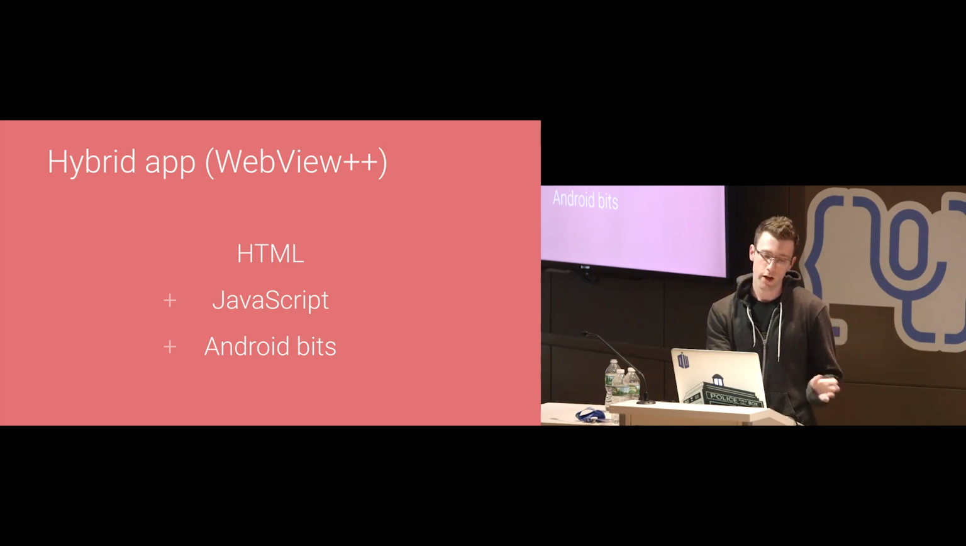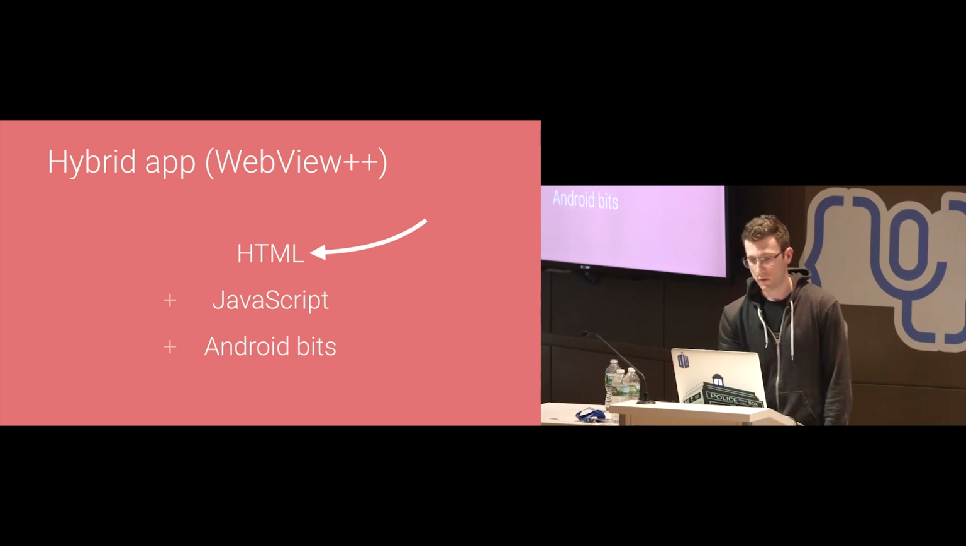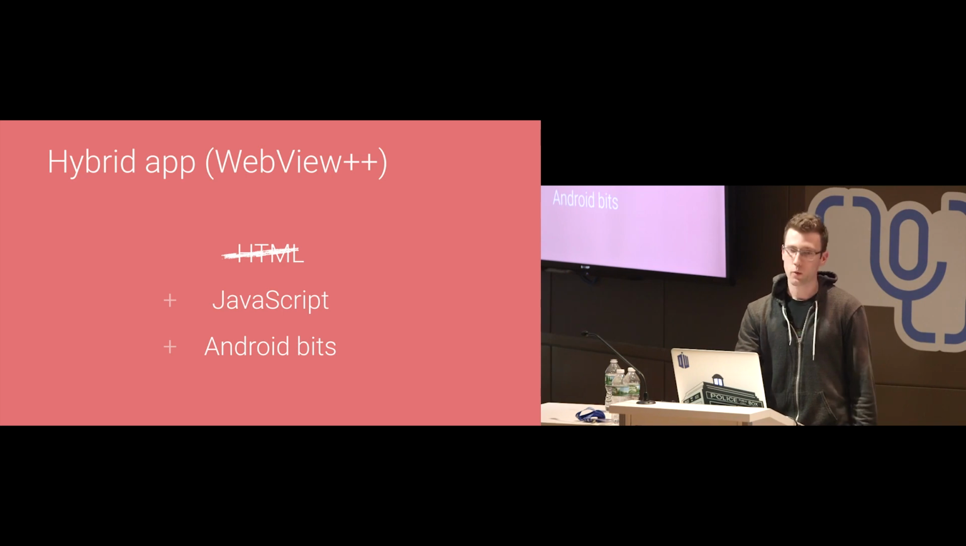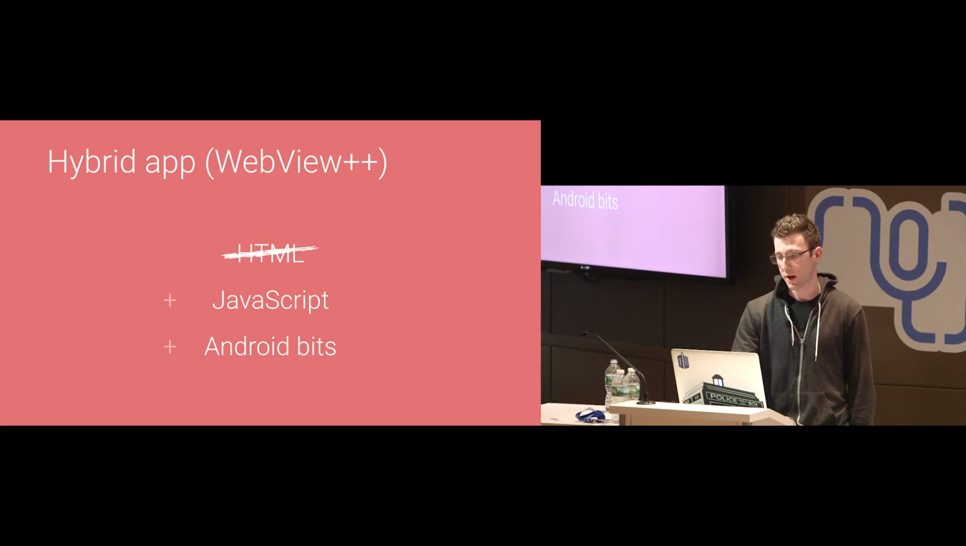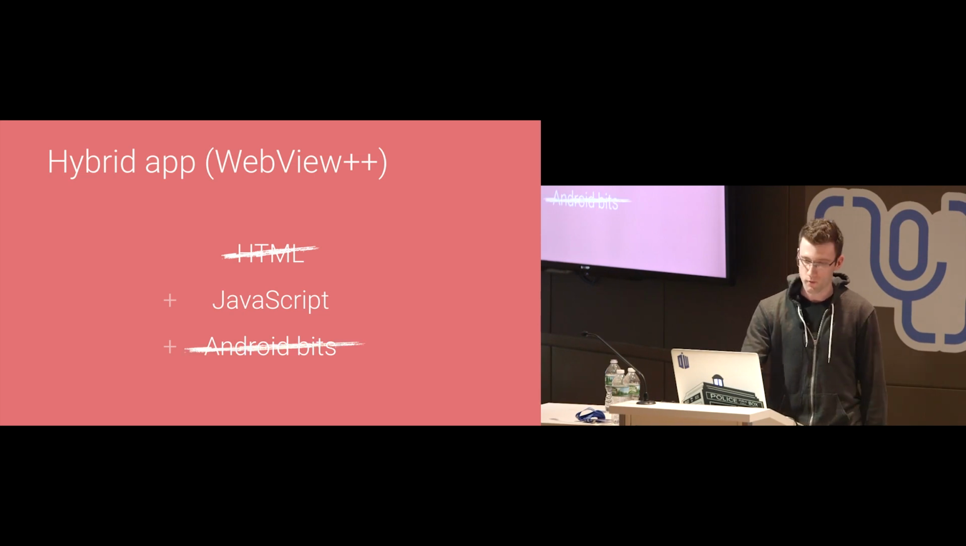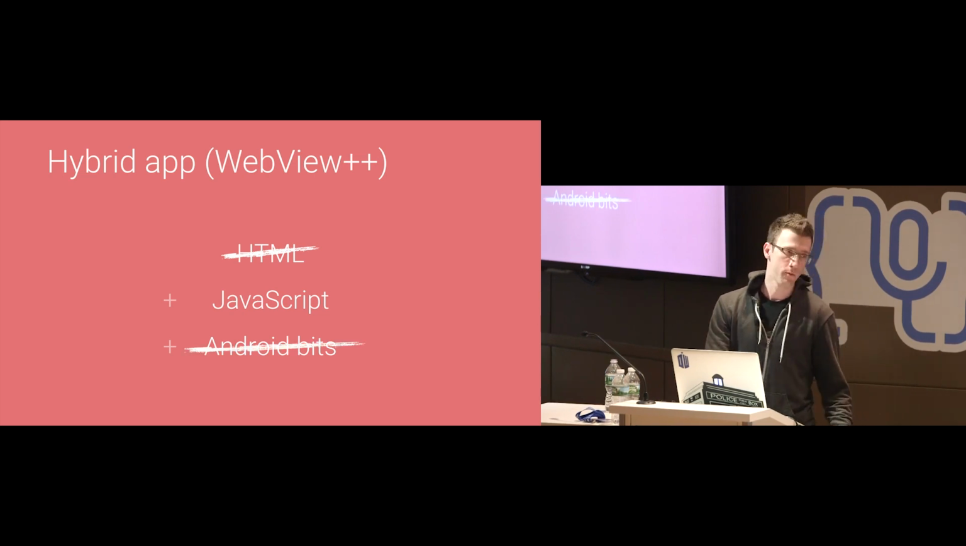And then there's extra Android bits so that your app can integrate with things like Bluetooth. So the parts that I'm saying are really crappy are the UI parts, the HTML and the CSS. So we've decided that we want to implement a native app, so we're not going to use HTML and CSS. And because we're doing a native app, we also don't need these Android bits. So that leaves us with JavaScript.